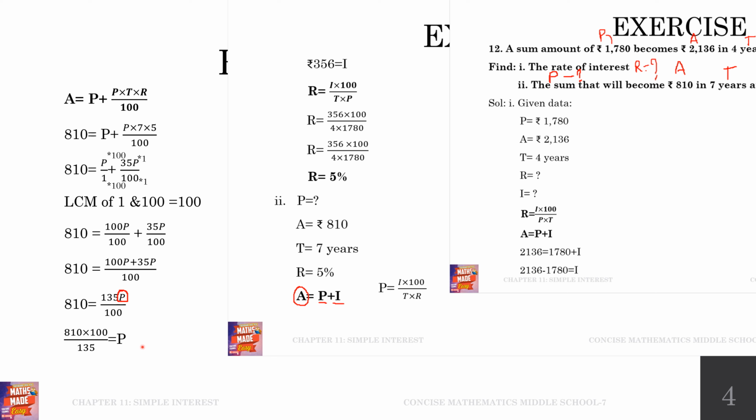I hope it's clear, right children? I keep on saying it in all my videos children. Always getting left hand side to right hand side, plus becomes minus, minus becomes plus, multiplication becomes division, division becomes multiplication. Don't forget this children. If you follow this law principle, then you can easily make this. Now you can just do the cancellation and p is 600 rupees. That is the principal. The amount that they have taken is 600 rupees and it became 810 in 7 years.